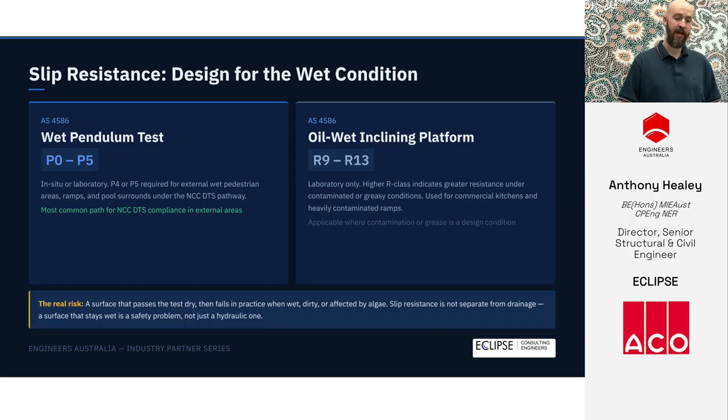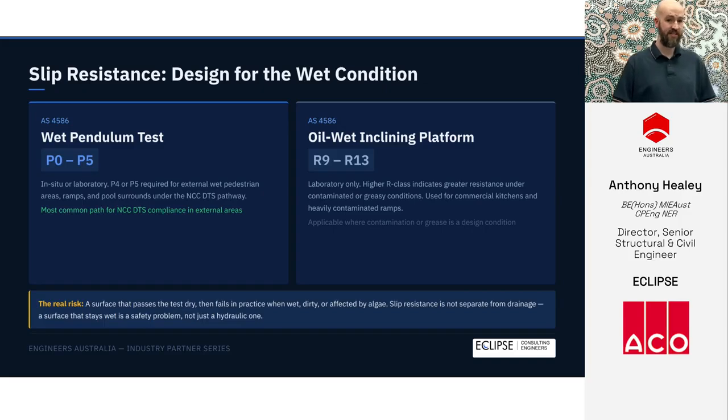The NCC calls up AS 4586 for pedestrian surface slip resistance classifications. There are 2 primary test types. The wet pendulum test can be conducted in situ or in a lab and gives P0 through P5 ratings. P4 and P5 are required for external wet pedestrian areas, ramps, and pool surrounds under the NCC deemed to satisfy pathway. The oil wet inclining platform test is lab only and gives R9 through R13 ratings, which are used for contamination prone areas. For external public realm and threshold applications, the wet pendulum is your primary reference.